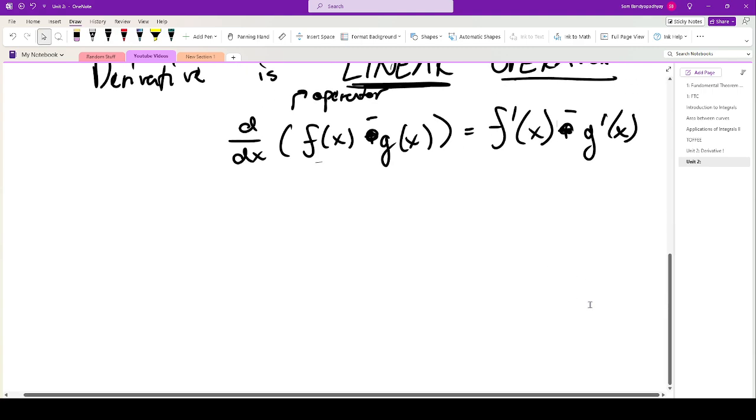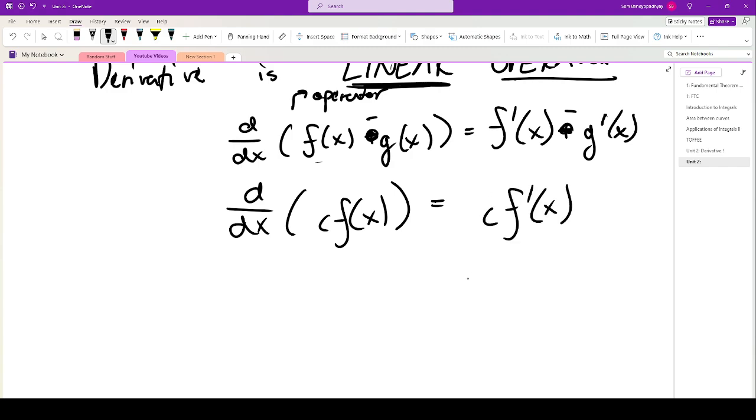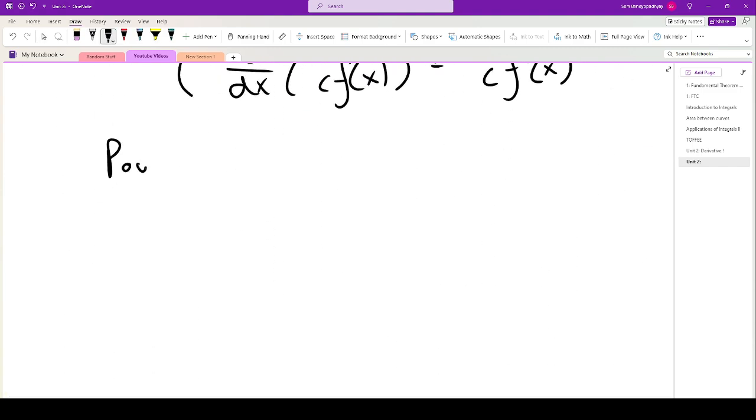It also means one other thing: if you take the derivative of a constant times a function, then you get the constant times the derivative of that function. So this is what it means to say that the derivative is a linear operator. Now we can move on. So, power rule.